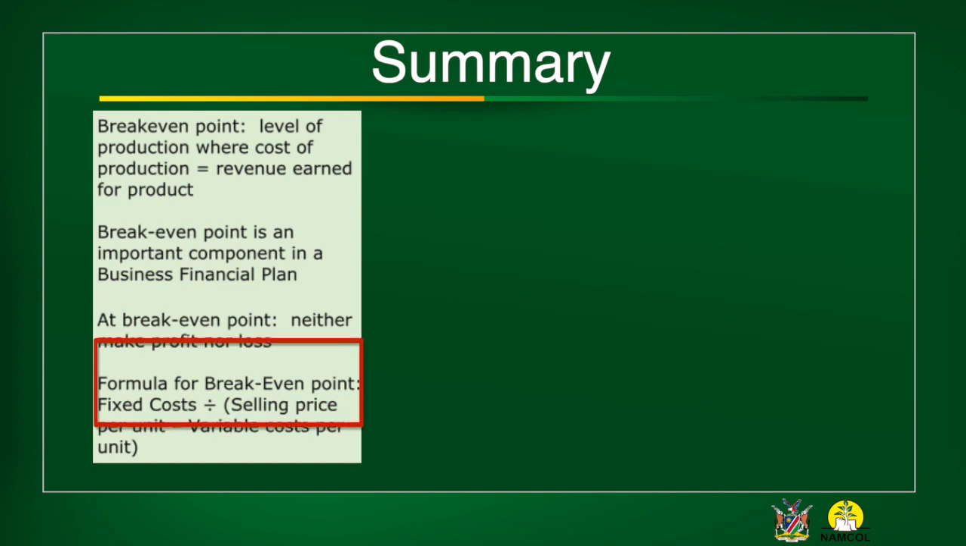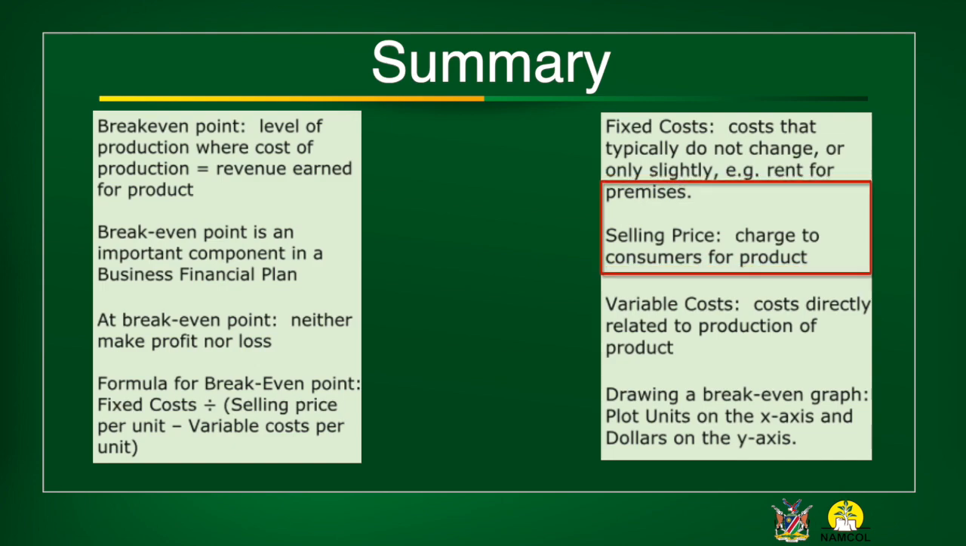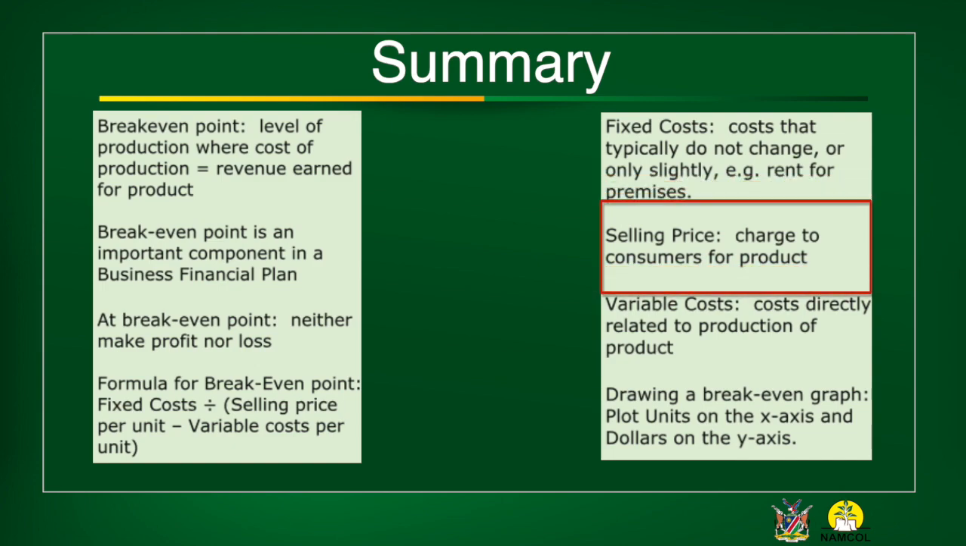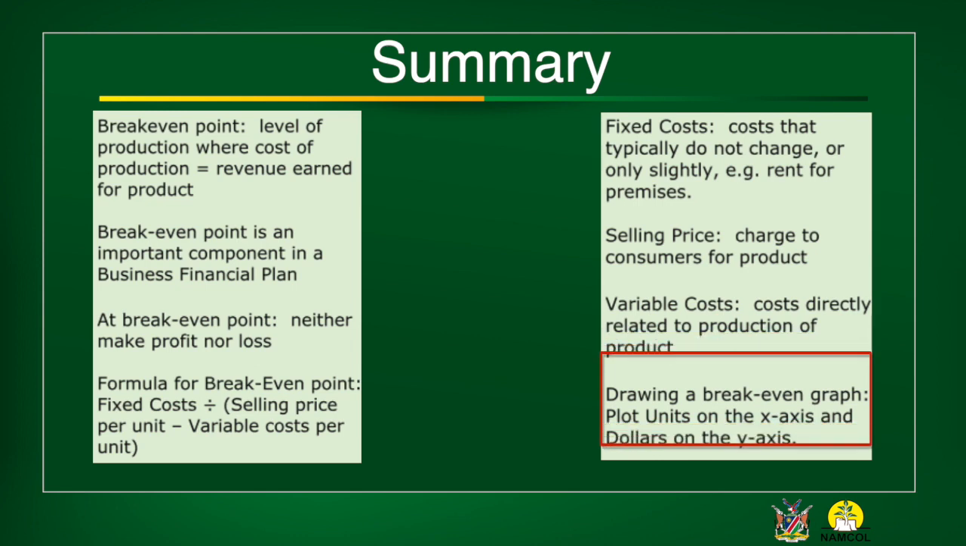The formula for break-even point is fixed cost divided by selling price per unit minus variable cost per unit. Fixed costs are costs that typically do not change or change only slightly. For example, rent for premises. Selling price is how much an enterprise is charging customers for a product. Variable costs are the costs directly related to the production of a product. To draw up a break-even graph, we plot units on the horizontal line and dollars on the vertical line.